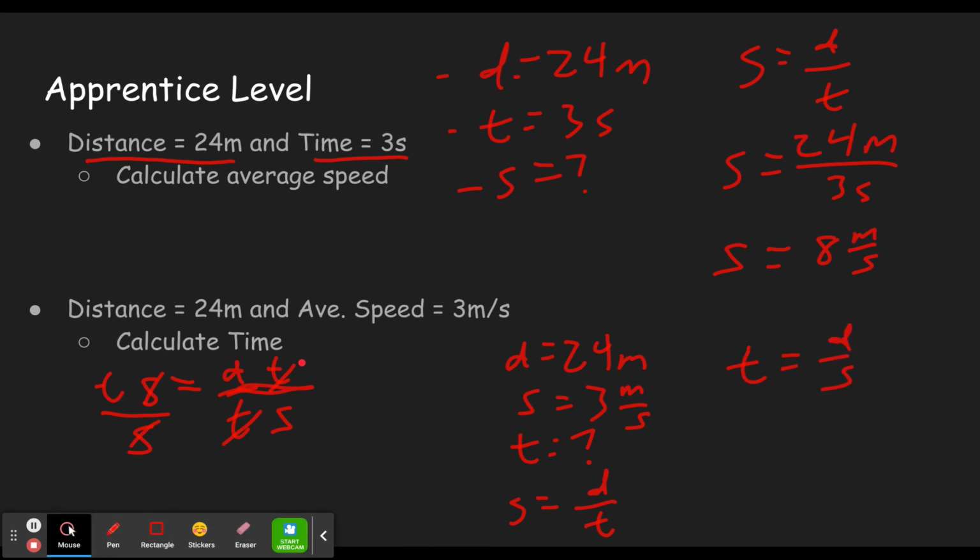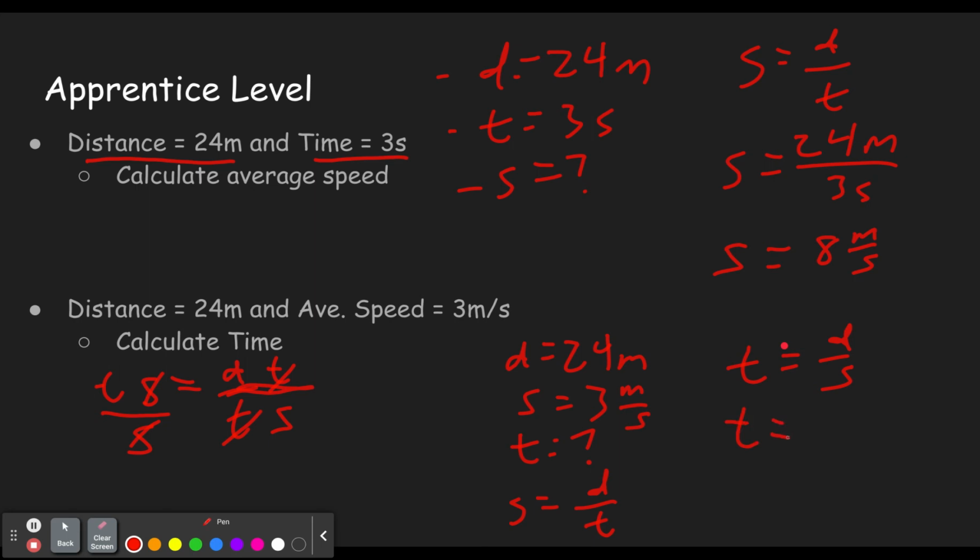In case you had trouble seeing that, t was the only thing left on this side of the equation. We had d in the numerator. The t had canceled out. D was in the numerator, and S was in the denominator. So we rearrange and get an equation like that.